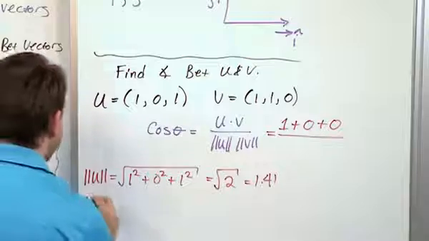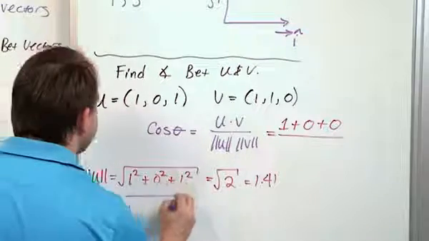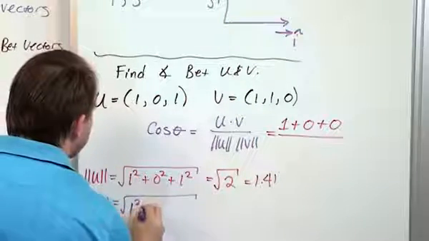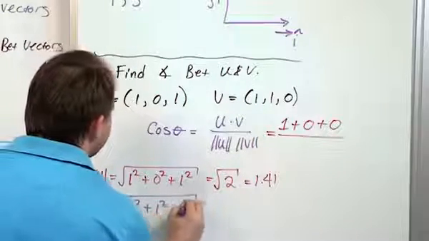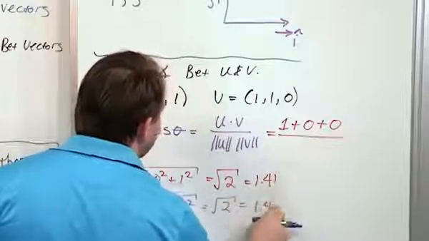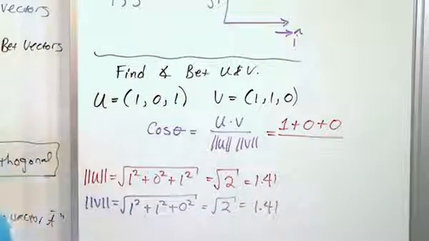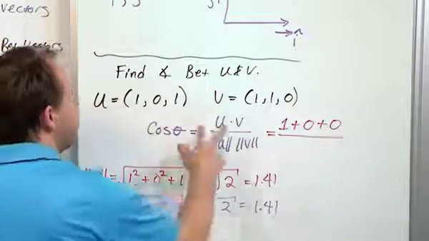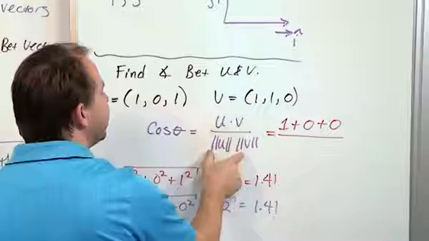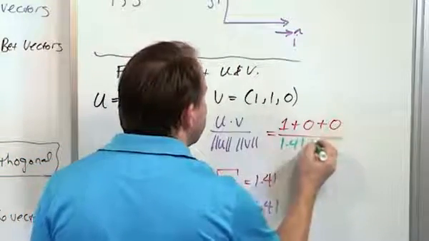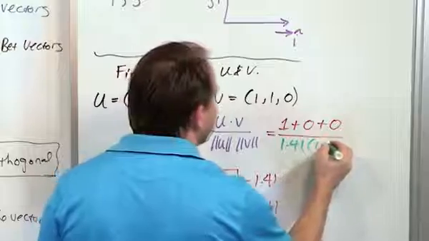And then the magnitude of v shouldn't be a huge surprise, it's the same answer, with components 1, 1, and 0. So it's going to be 1 squared, 1 squared, and 0 squared, which also gives us a square root of 2, which is also 1.41. So on the bottom of this dot product expression, we now know that the magnitude of u is 1.41, and the magnitude of v is also 1.41.